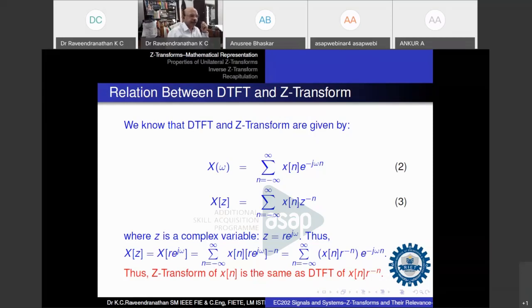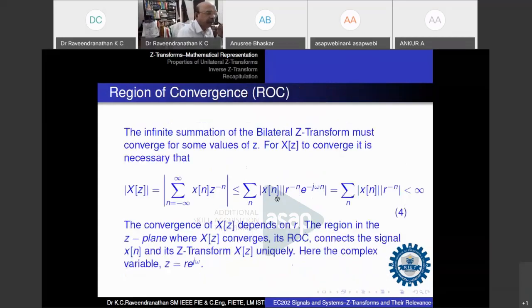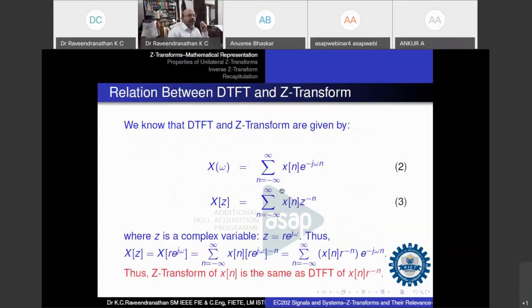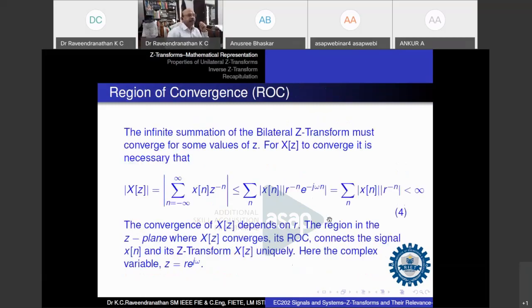So we can easily compare equations 2 and the new equation. We can find that the Z transform of x[n] is merely the discrete time Fourier transform of x[n] into r to the power minus n. So this is done to make it converge. The sequence x of n into r raised to minus n, if it converges, we say that the Z transform exists. So that is exactly the next topic we are going to discuss.